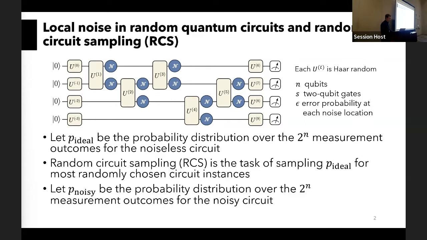So once you've added these noise channels, the output of your circuit will be different. It might be a mixed state, whereas previously it would have been a pure state. But you can still measure it in the computational basis and obtain a sample from some other distribution that we call P noisy. So it's important here to look at these two distributions, P ideal and P noisy, which correspond to the same circuit, the only difference being the insertion of these noise channels.